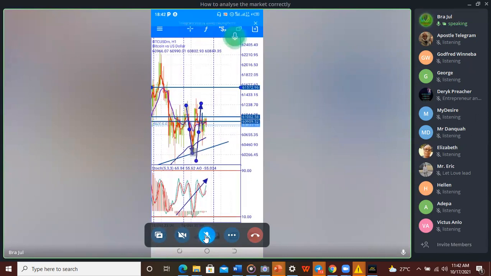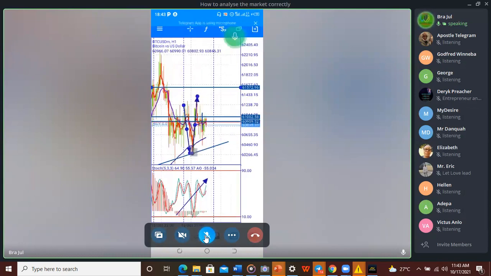All right. So if you come to the support level here, the price was moving down, and now it got here, it got supported, the green bullish candle has taken over, and the price has moved to the top. So this is what we call the support level.